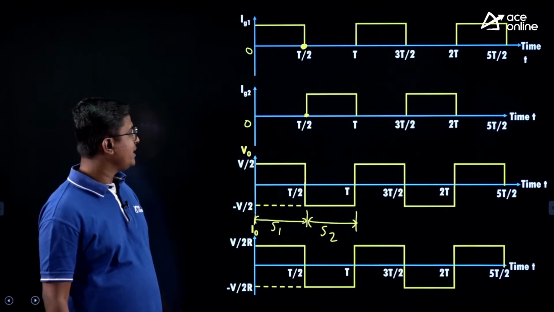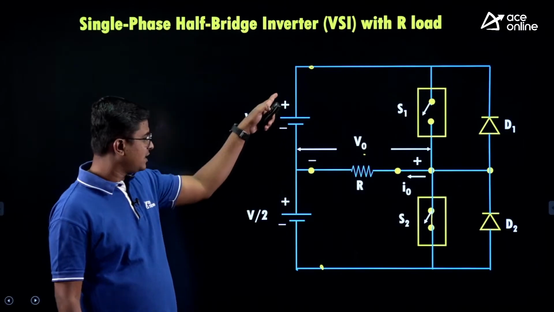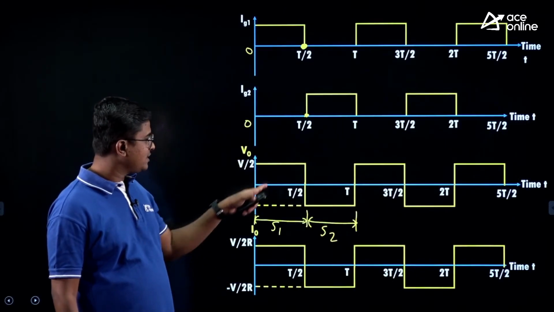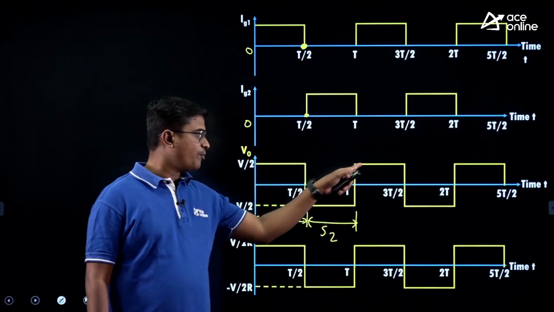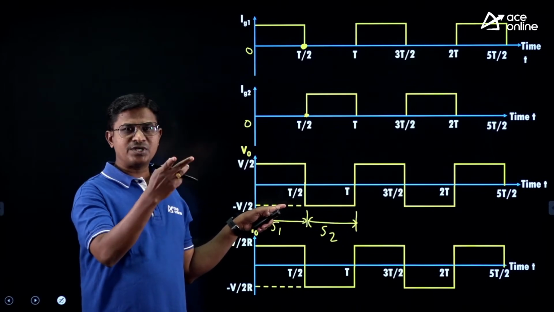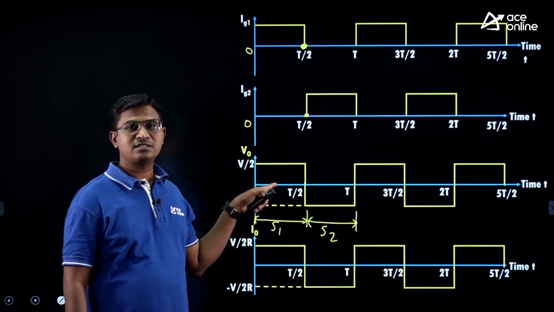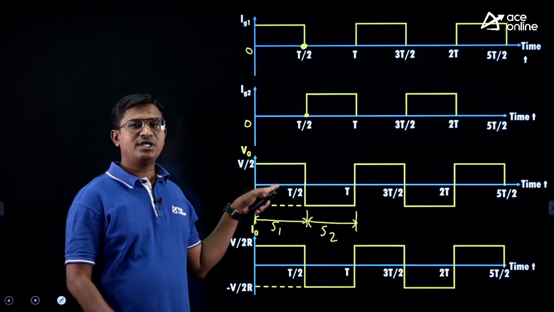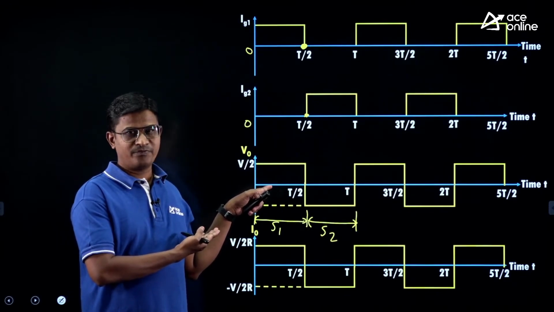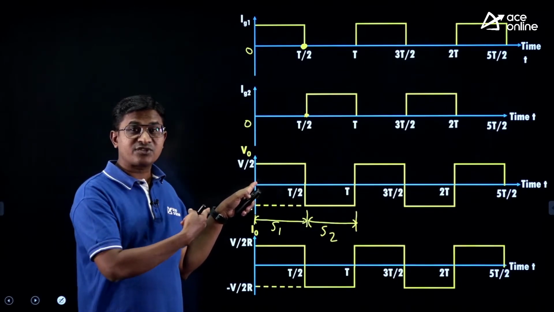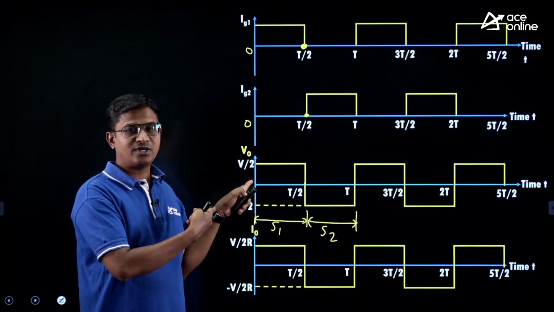Next, tell me, my input voltage is DC, it is a constant voltage, but my output voltage is positive, negative, positive, negative. Is it DC or AC? It is having two values, positive and negative, which means it is an alternating voltage. It is an AC output. But is it sinusoidal? No, it is not sinusoidal, it is a square waveform. My expectation is sinusoidal, but my practical inverter is giving a square waveform.